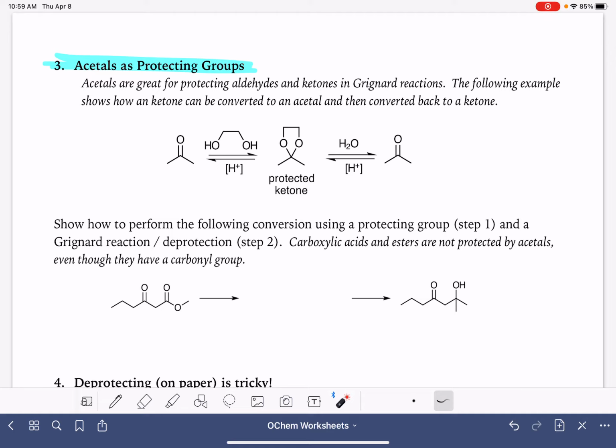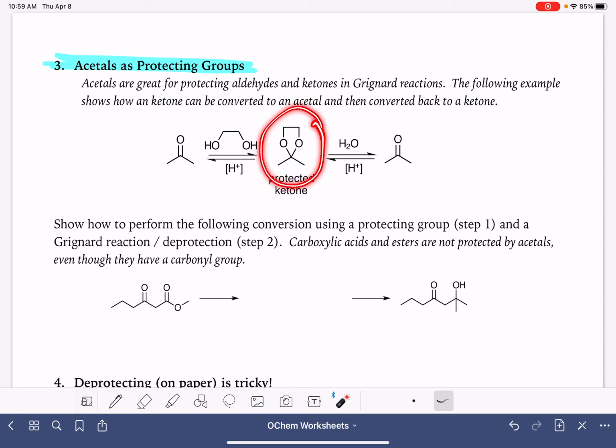And then when we're done, we just convert the functional group back to what it was originally. So here's an example of how we could use the acetal to do protection on a ketone, starting with just acetone. If we use a diol, so instead of having two alcohols, we have one molecule that has two OH groups, it still works the exact same way as two separate alcohols. We can form an acetal using this diol.